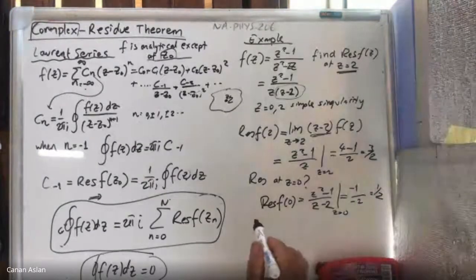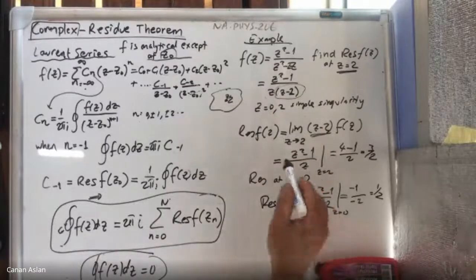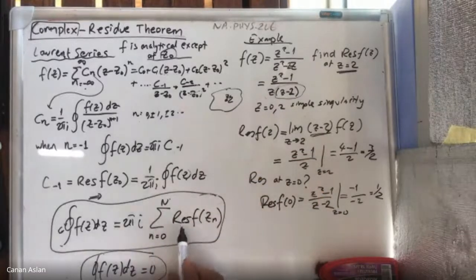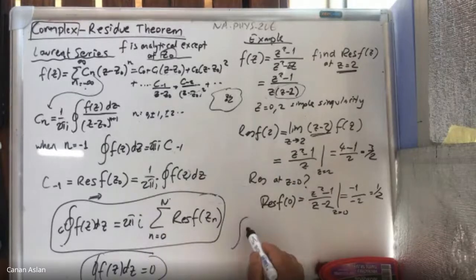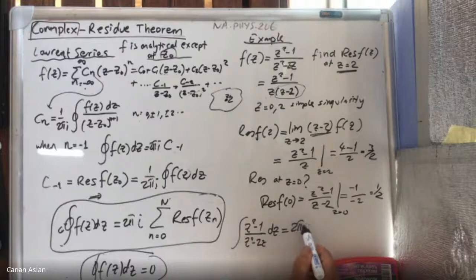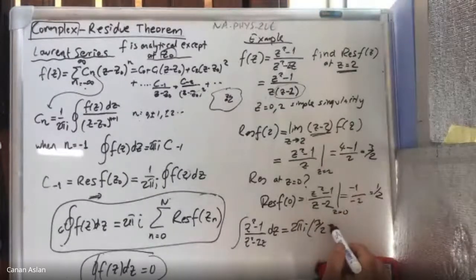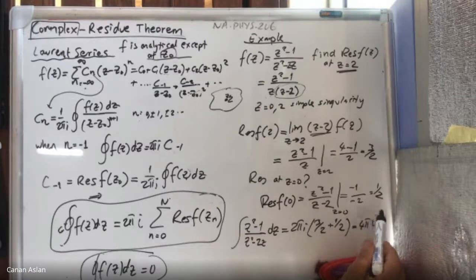So the integral of this function will be 2πi times the total residue. The integral of (z² - 1)/(z² - 2z) dz will be equal to 2πi times (3/2, the first residue, plus 1/2, the second residue), which gives you 2, which is 4πi. The result is 4πi.